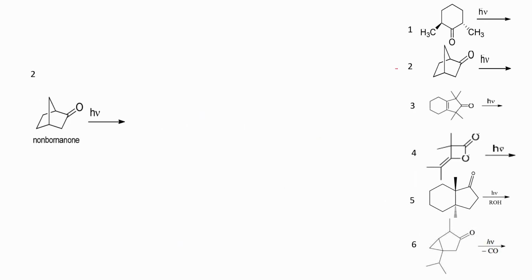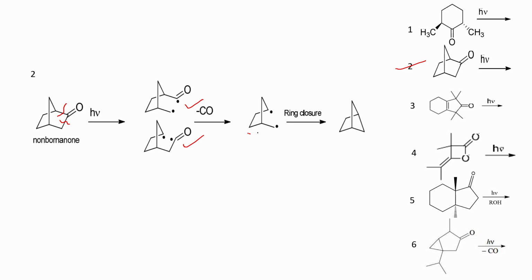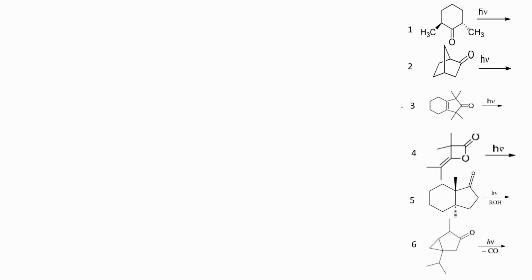Okay, now see the second question. Photolysis of norbornanone. First it undergoes the alpha cleavage in this position and also from this position, whereby these two biradicals are formed. These biradicals then undergo decarbonylation, forming this biradical. There is every possibility for ring closure between these radicals. There will be a bond formation between these radicals, forming this cyclic product.